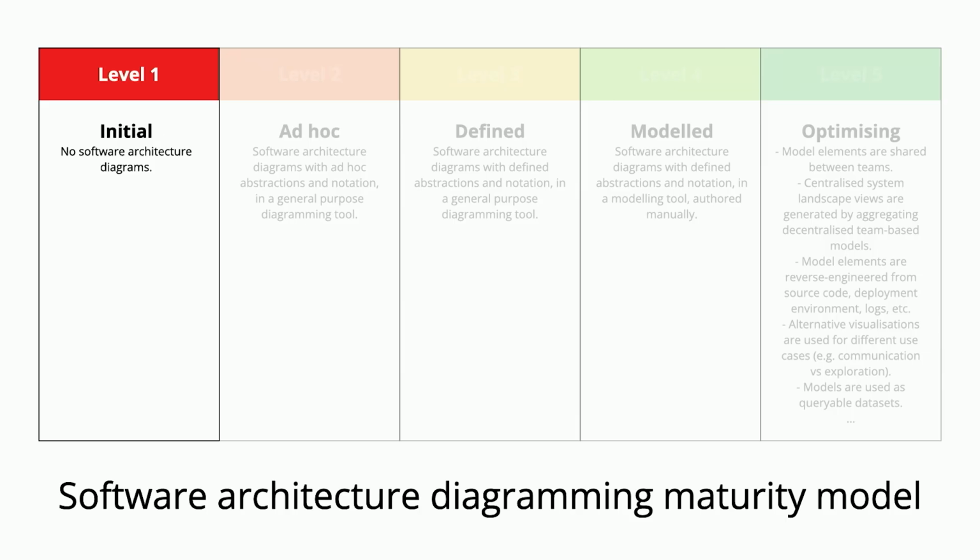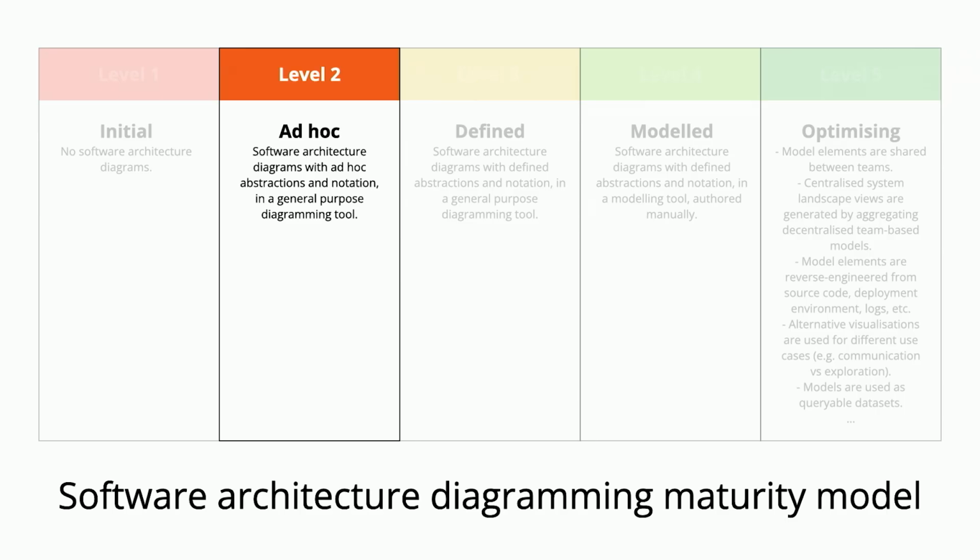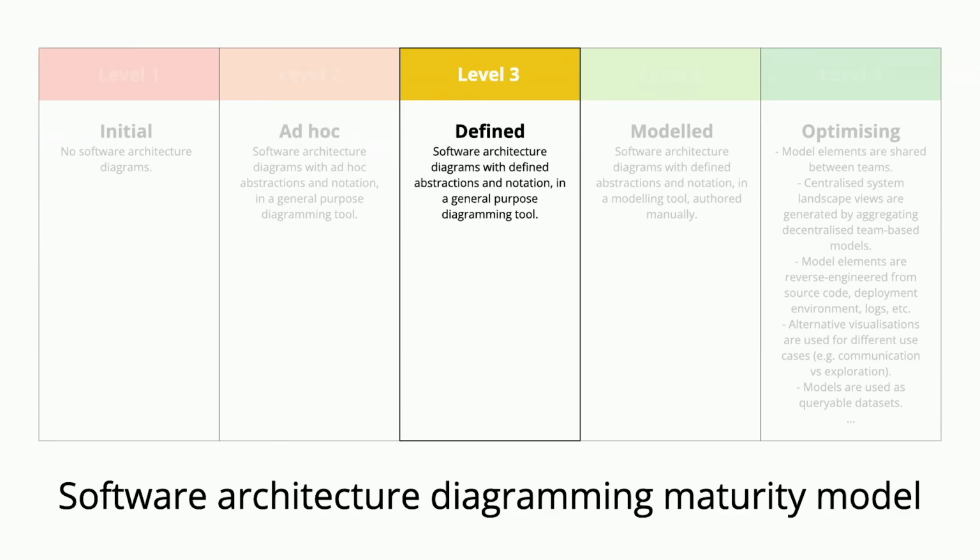Level 2 is the splurge. It's all those horrible-looking diagrams. That's where I think, again, 40% of the industry currently sits. Learning and using C4 gets you to level 3. It gives you a set of abstractions to work with, and it gives you some structure. And you can do that with any tooling.